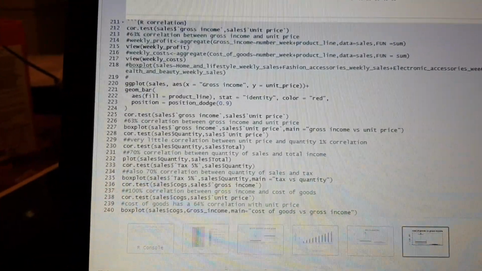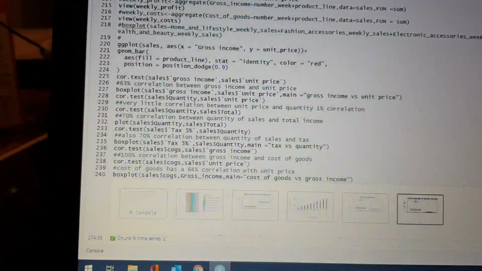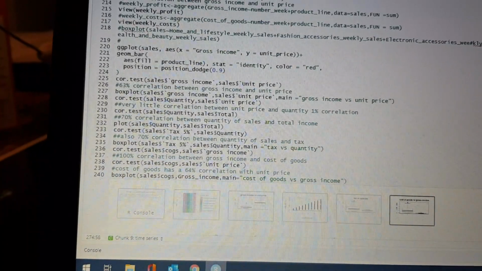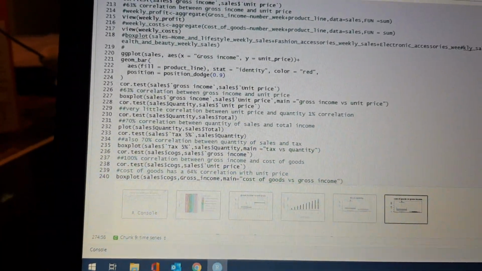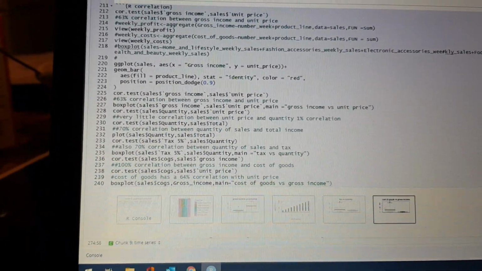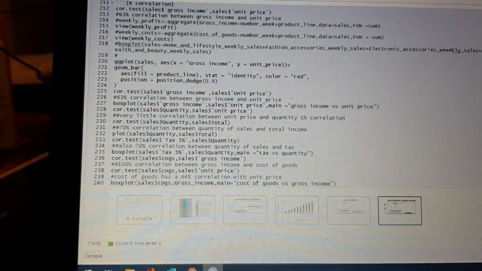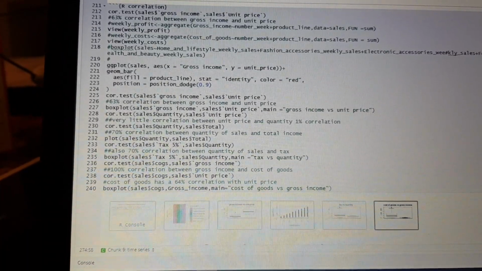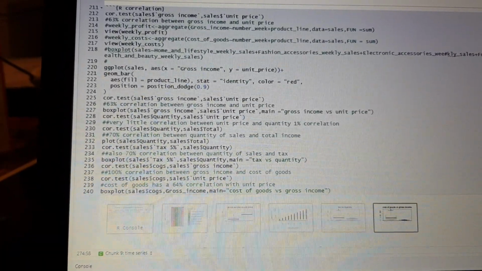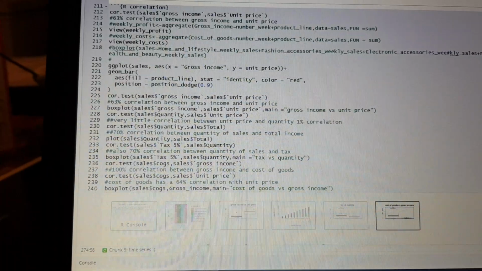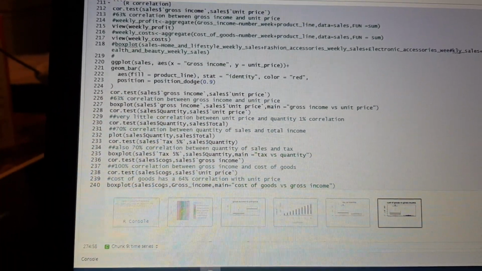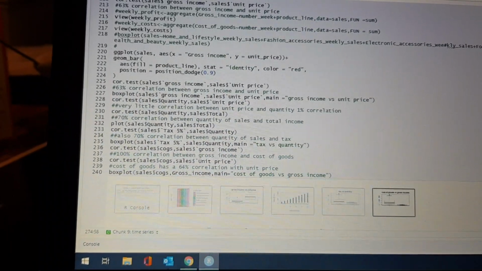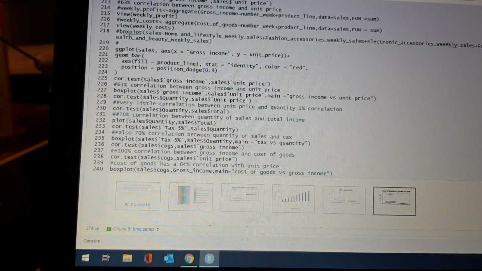There's 63% correlation between gross income and unit price. I did a few box plots, cost of goods, number of week, a few graphs. 70% correlation between quantity of sales and total income. 70% correlation between quantity of sales and tax. 100% correlation between gross income and cost of goods. And a 64% correlation between cost of goods and unit price.